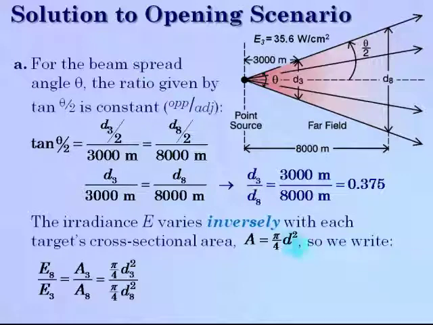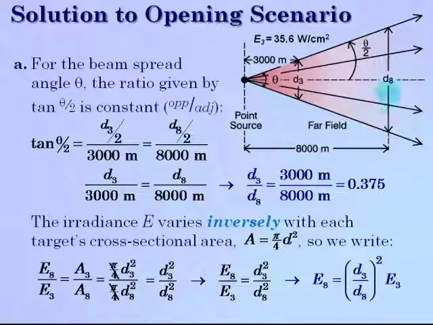So now we can substitute in the area calculations as pi over 4 times the diameter at position 3 squared, and pi over 4 times the diameter at position 8 squared. You'll notice that the pi over 4's will cancel, and then we're just left with the ratio of d3 squared to d sub 8 squared is equal to the ratio of the irradiances, E sub 8 over E sub 3. Again, notice that they're inversely proportional. We can just solve for the irradiance at position 8 and end up with d sub 3 over d sub 8 squared times E at position 3.